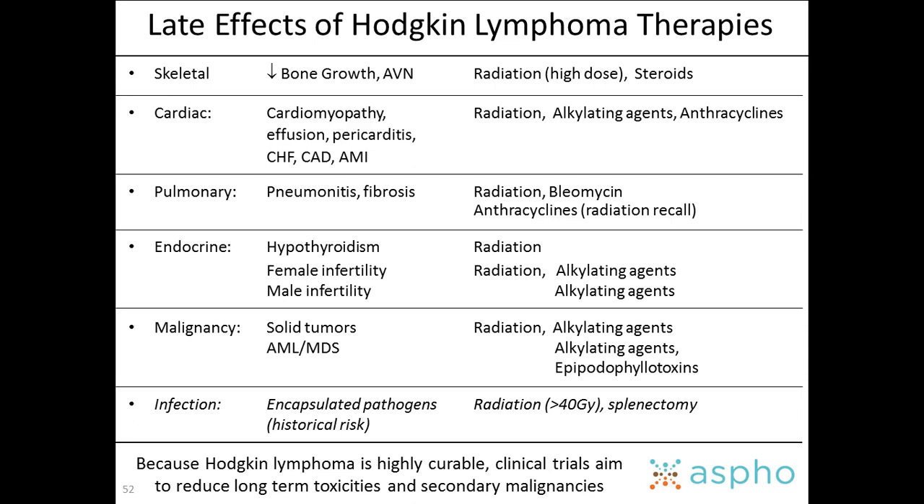Historically, there was infection with encapsulated pathogens. In the old days, people would do splenectomy to stage Hodgkin. That's still on the 2000 content prep. We don't do splenectomy as part of our staging anymore. I hope it's not a question, but you should know how to treat somebody who doesn't have a spleen.